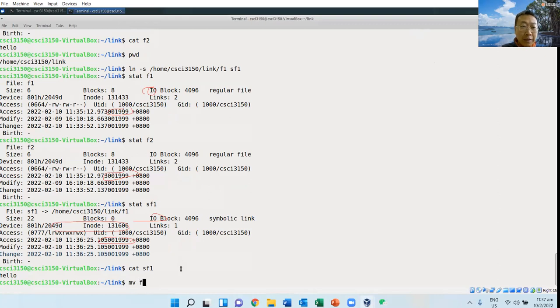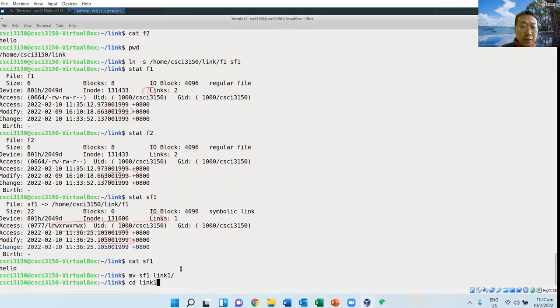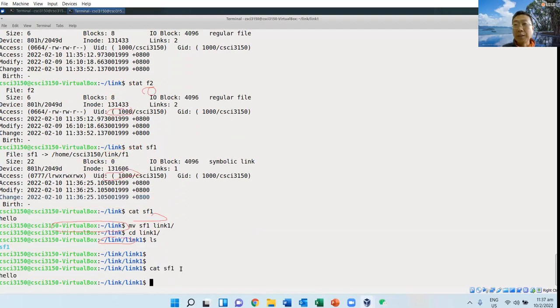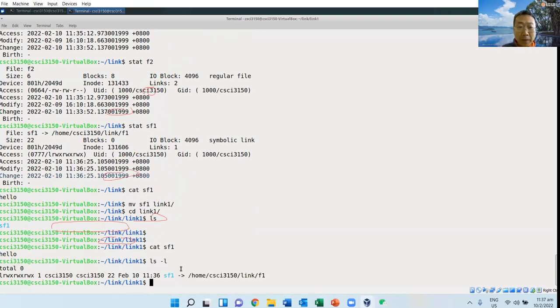Now, if we want to move SF1 into another directory, which already has link one, let's go to link one. If we cat SF1, we can still get it. The reason is, think about that, because our symbolic link now contains the absolute path, as long as we still have that F1 under that directory, then we can build up this link, okay? Basically, no matter where you move this symbolic link file, you can still link to the original file. Okay. So that's what I wanted to mention in the beginning.